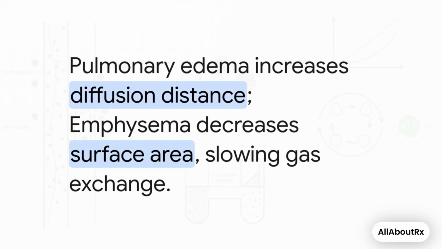So why does Fick's law actually matter to us? Well, let's anchor it to a real-world clinical application. Think about respiratory conditions. Pulmonary edema involves fluid buildup in the lungs, right? That directly increases the diffusion distance. Emphysema, on the other hand, destroys lung tissue, which decreases the surface area. According to Fick's law, both of these conditions will dangerously slow down the life-saving exchange of oxygen and carbon dioxide. It is simple diffusion gone wrong on a massive macroscopic scale.